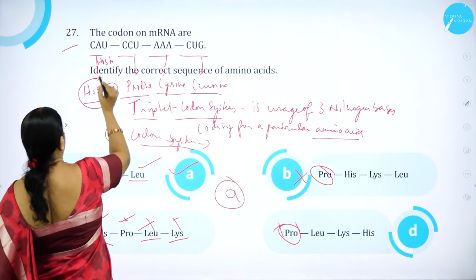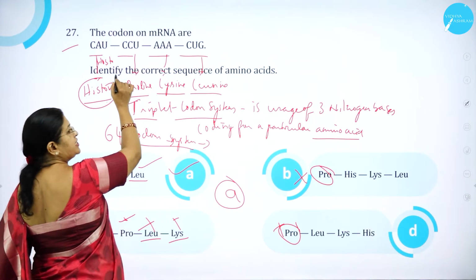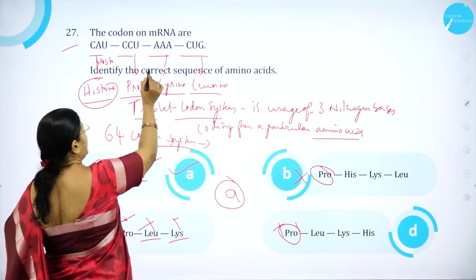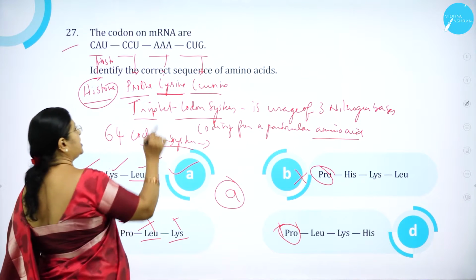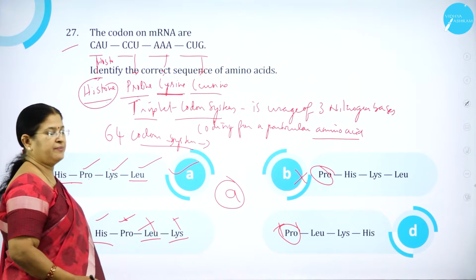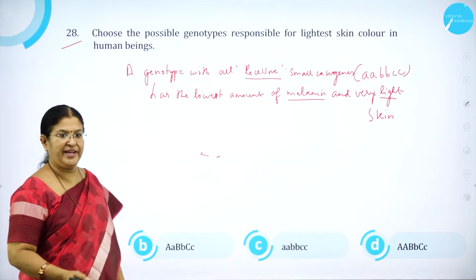So CAU codes for histidine, CCU codes for proline, AAA codes for lysine and CUG codes for leucine. Moving on to question number 28.